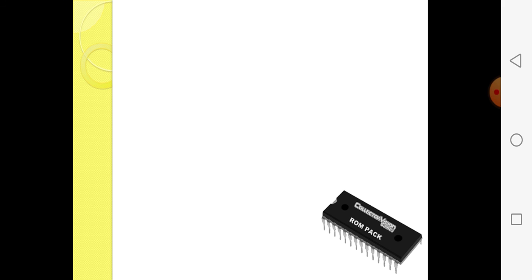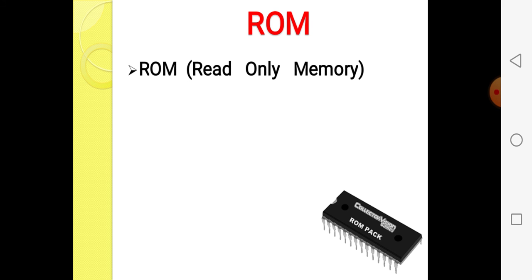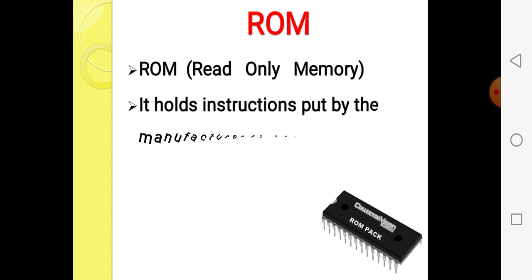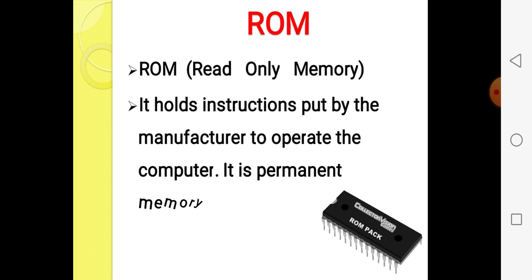Now, second one is ROM. ROM means read only memory. The data is read only. You cannot write it, you cannot change it. So you can only read it. Some types of data you can only read. You cannot change or write in that. So this type of memory is called ROM, read only memory. It holds the instructions put by the manufacturer to operate a computer, and it is a permanent memory.